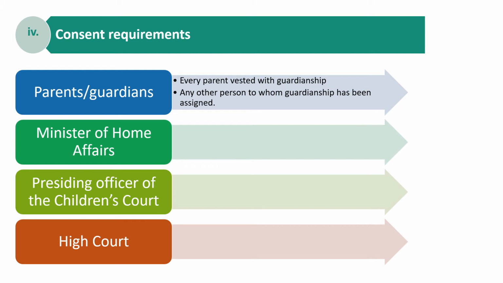In conclusion on this first consent requirement, every parent vested with guardianship and any other person to whom guardianship has been assigned must consent to the child's marriage. If the marriage is concluded without the required consent from one or more of the guardians, the marriage is voidable.